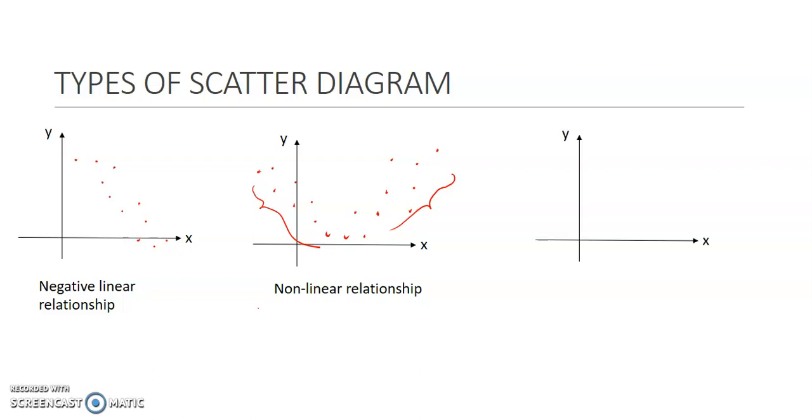The last type of scatter diagram is when you get something like this, with no specific pattern in your scatter diagram. So for this one, there is no correlation at all. So X and Y do not have a relationship.